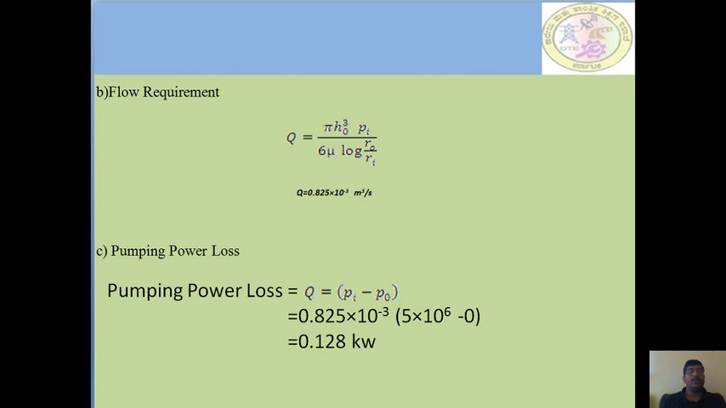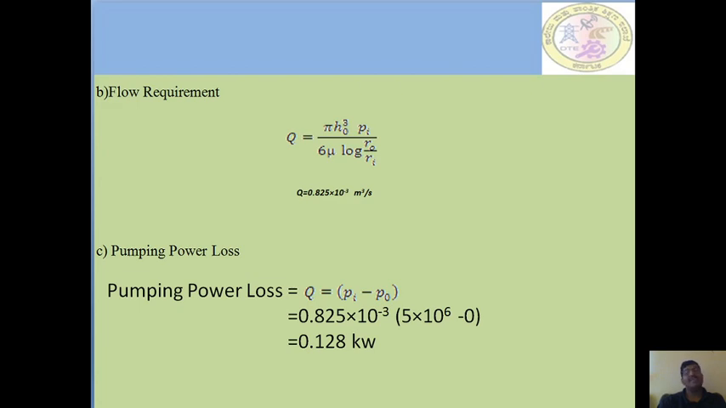After getting W, we have to find the flow requirement. This equation is also derived in session 2. That is Q equals pi into S naught cube into Pi, divided by 6 mu log R naught by Ri. We know Pi, S naught is given, Pi is also given in the problem, mu is also known, as well as R naught and Ri.